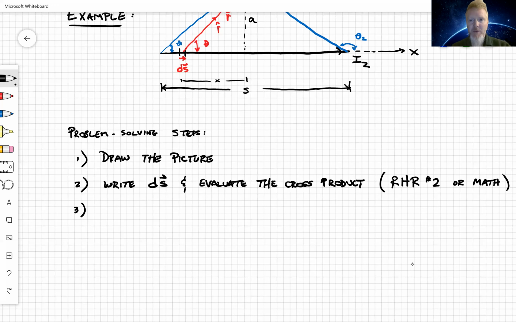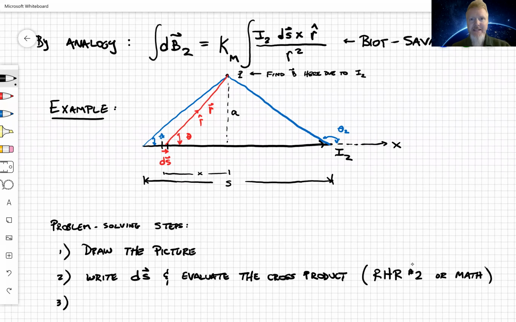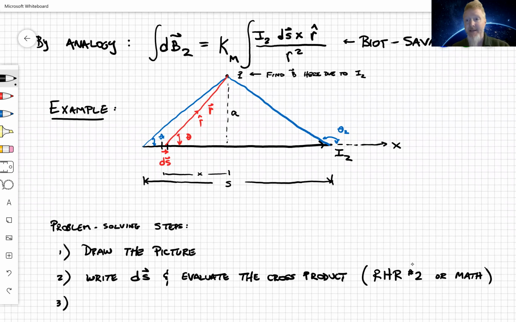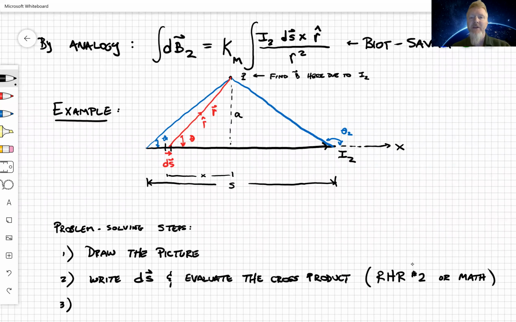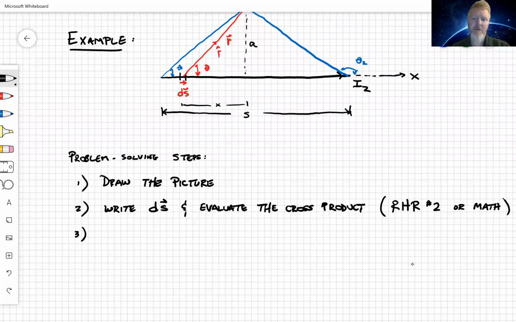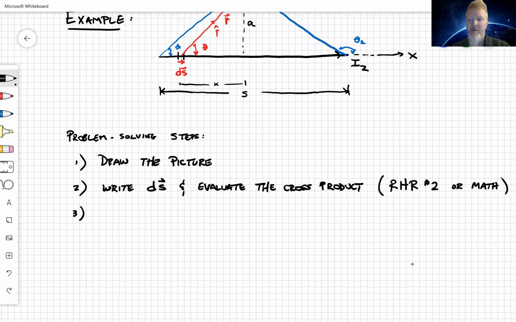The third thing here. So once you've written out what ds is, like in my case here, it's going to be dx. All right. So I'm going to have a dx cross r hat. And I'm going to have an I2, which is a constant current. I figured out what my r is, and I'm going to have to set up my limits of integration. So I don't really want to, well, I can integrate dx, I guess, along s. But with the cross product in there, it might be more useful to think about a theta integral here.